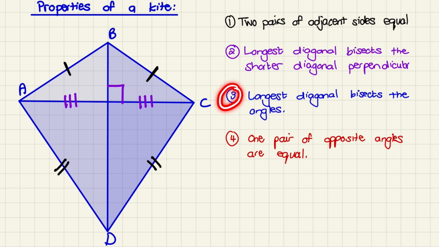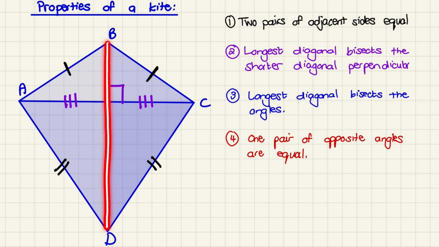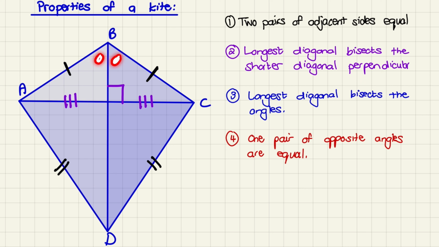Next, the longest diagonal bisects the angles. So if I take the longest diagonal, bisecting means to cut in half. So it's cutting the angles it's connected to in half. So at the top here, these two angles would be equal in size because this angle is now cut in half by the longer diagonal. And at the bottom, the two angles formed at D would also be equal in size because the angle of D is now cut in half.